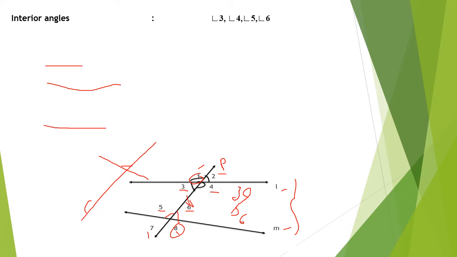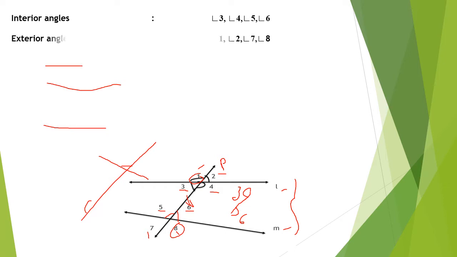Why are we saying it's the interior angle, children? Because this is inside the parallel lines L and M. You can see two parallel lines, and 3, 4 and 5, 6 are the angles which are formed inside. It is known as interior angles. Now you know to identify the angles. So when you see a transversal, when you see 8 angles, if I am asking to find the interior angles, you have to note down the angles which are inside these two parallel lines. So 3, 4 and 5, 6 are the interior angles.